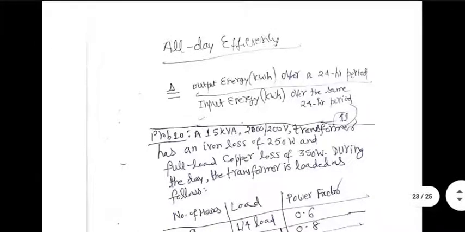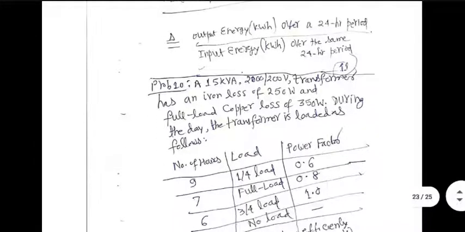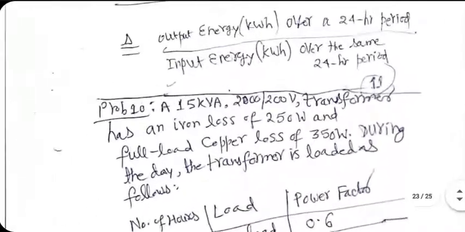All day efficiency, I have already told you a lot of things about it several times. It is the total energy output over a 24-hour period divided by total energy input over the same period. So let's look at a numerical example on all day efficiency.